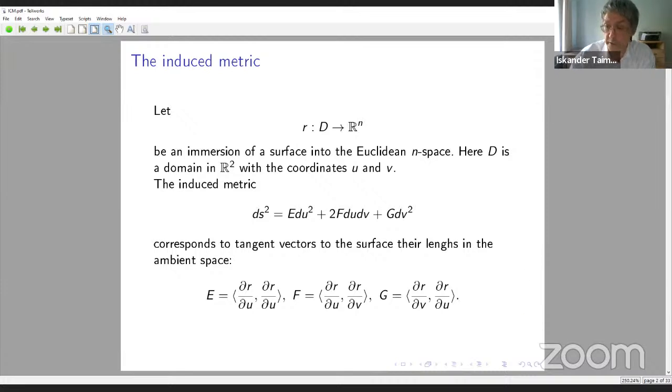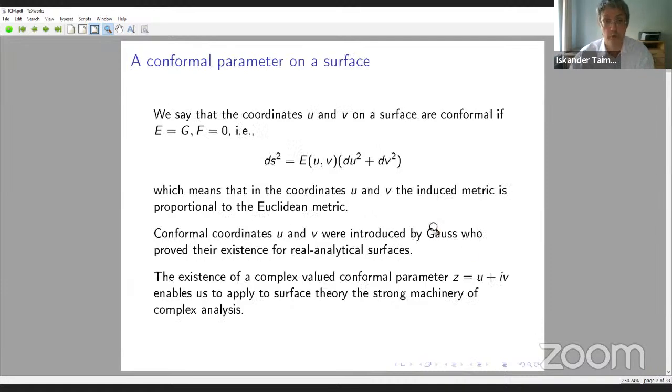For general surfaces, we can introduce conformal coordinates. They say that the coordinates U and V on the surface are conformal if the induced metric is diagonal. It means it's proportional to the Euclidean metric. Conformal coordinates were introduced by Gauss, who proved the existence for real analytical surfaces. And he did it for some special reasons.